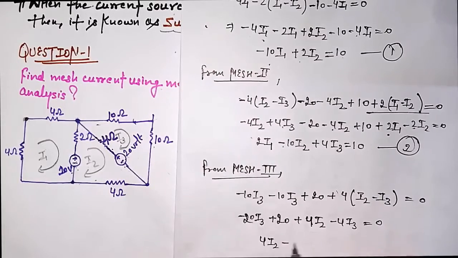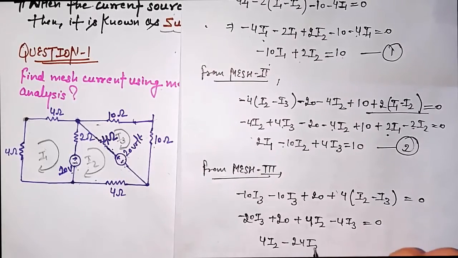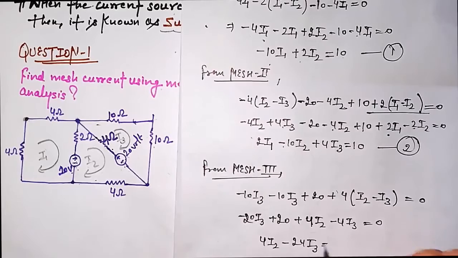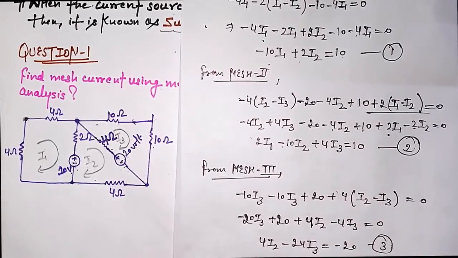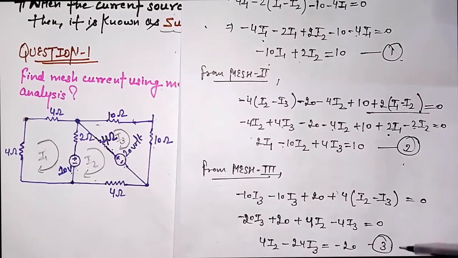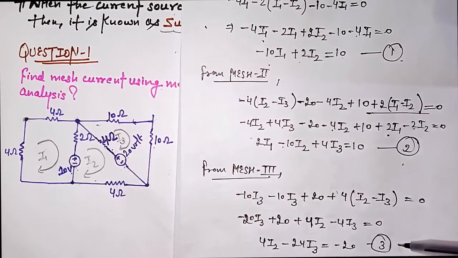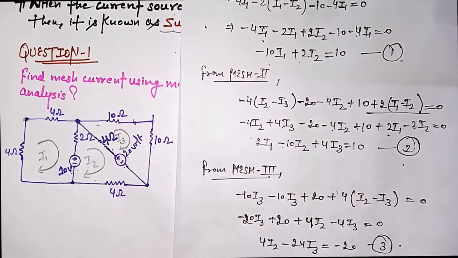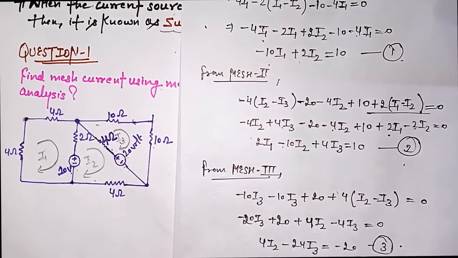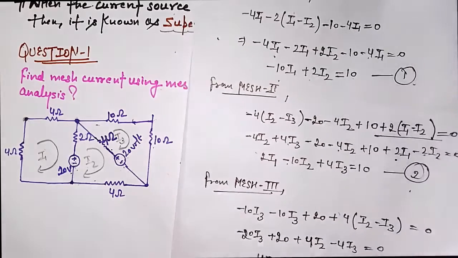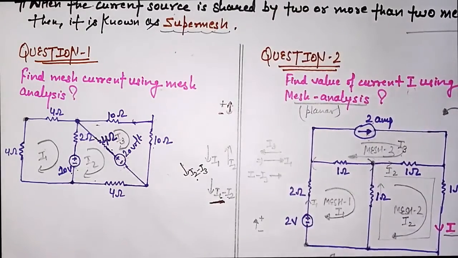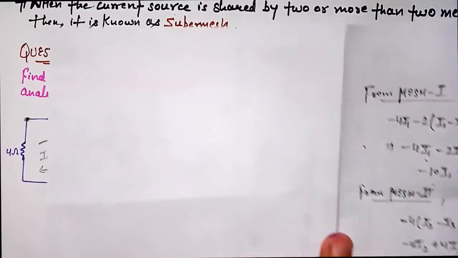Thus 4I2 minus 24I3 is equal to minus 20. This is equation number 3. We can solve equations 1, 2 and 3 by the elimination method, as we used in question number 2. Here you can also solve these equations by another method known as the matrix method. Now see what the matrix method is. Here we write our equations.